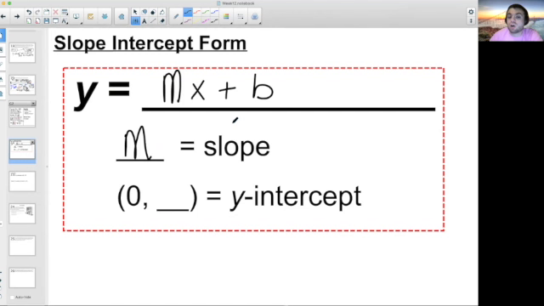m represents the slope. Remember, that is the rise over the run. And (0, b) represents the y-intercept. Remember that if there's a negative sign there, the minus goes with the b. So you've got to just be aware of that.